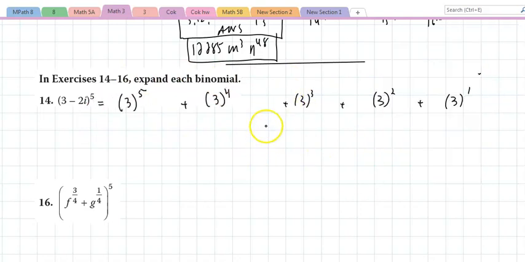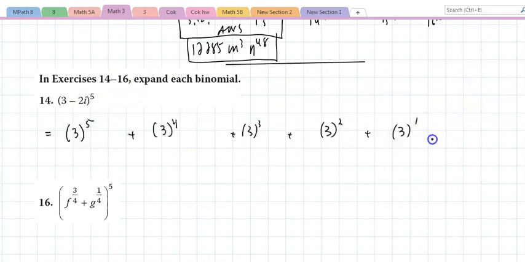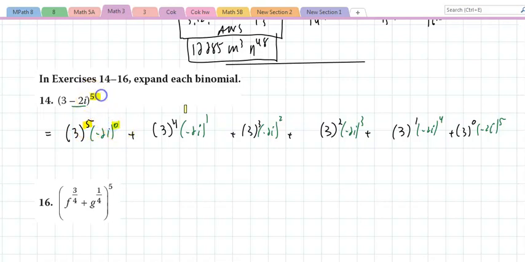And you could think of it as 3 raised to the 0. Now, the negative 2i, you could think of it as negative 2i to the 0, negative 2i to the 1, negative 2i squared, negative 2i cubed, negative 2i to the 4th, and negative 2i to the 5th. That is, at any given time, those must add up to that.